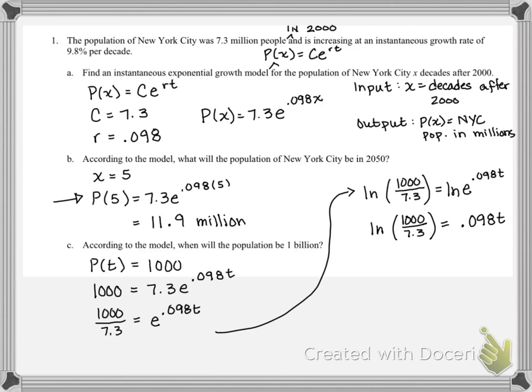And then we'll divide by 0.098 on both sides, so we get t equals the natural log of 1,000 over 7.3, all divided by 0.098. So then plug that whole thing into your calculator all at once, and let's round to the nearest tenth. So to 1 decimal place. What do we get?